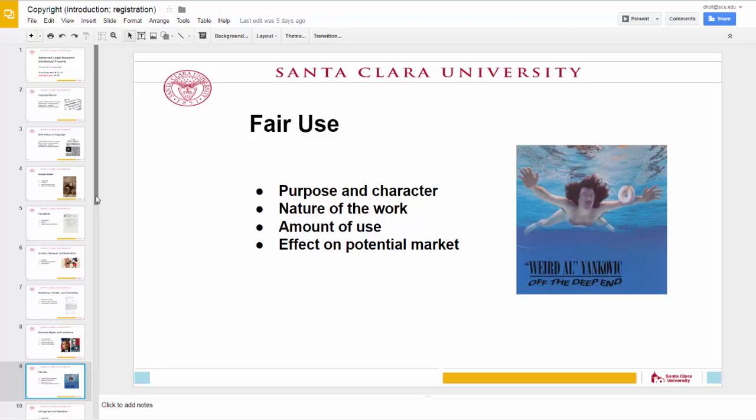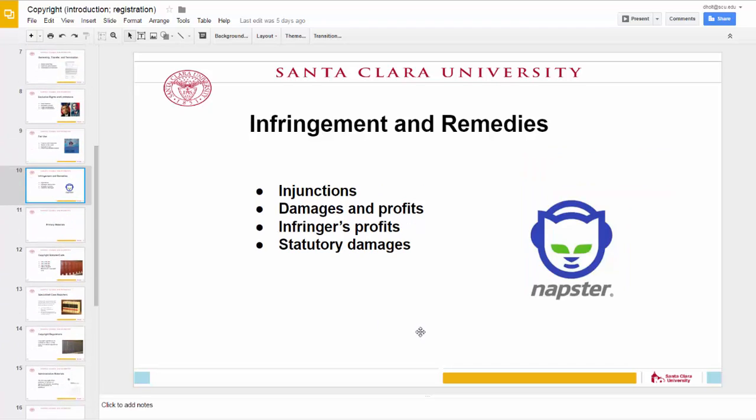Infringement and remedies. There are a number of remedies that are available to copyright holders in the event of infringement. Those include injunctions, damages and profits derived from the infringement, statutory damages, and we're going to go over all of that later in this week.